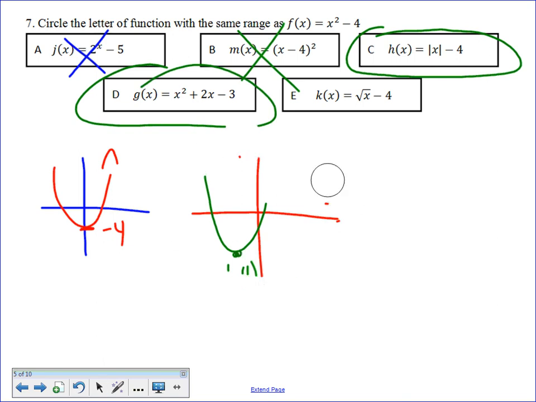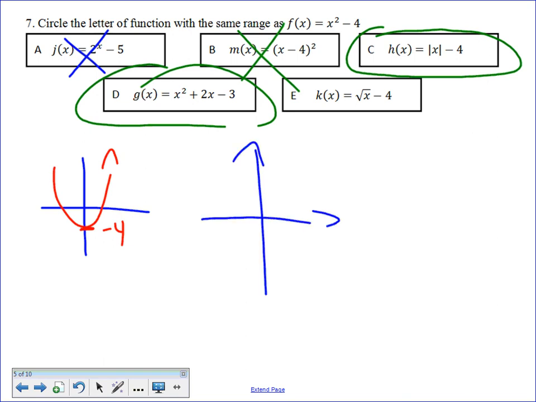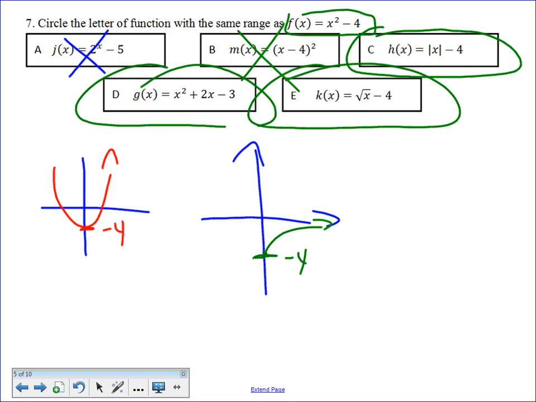And this last function, if we were to graph it, is a half sideways parabola, but it's going to start once again at negative 4. So all three of those functions have the same range as the problem here. On the SOL, this would be a hot read, and you have to click and highlight all three of those in order to get the problem correct.